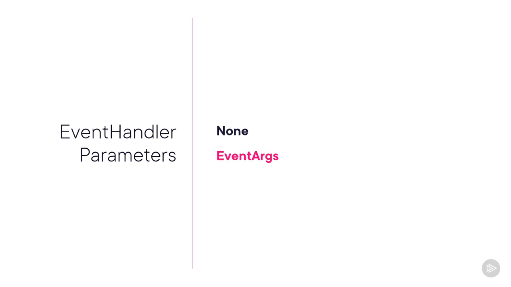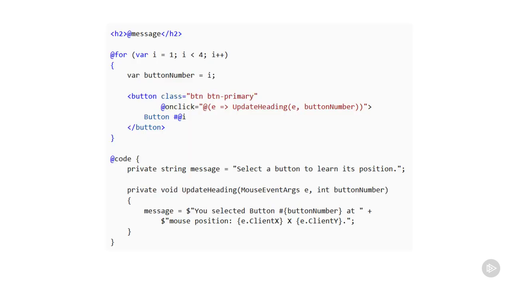If more flexibility is needed in terms of the parameters passed in, a combination of a lambda and a full-blown method can be used. For example, here buttons are rendered using a for loop, and the index of the button clicked is passed along to the event handler method. Also notice that e here is the event args object that is also passed in to the method. You'll see another example of this approach in the next module when we're adding a more complicated component to the project.